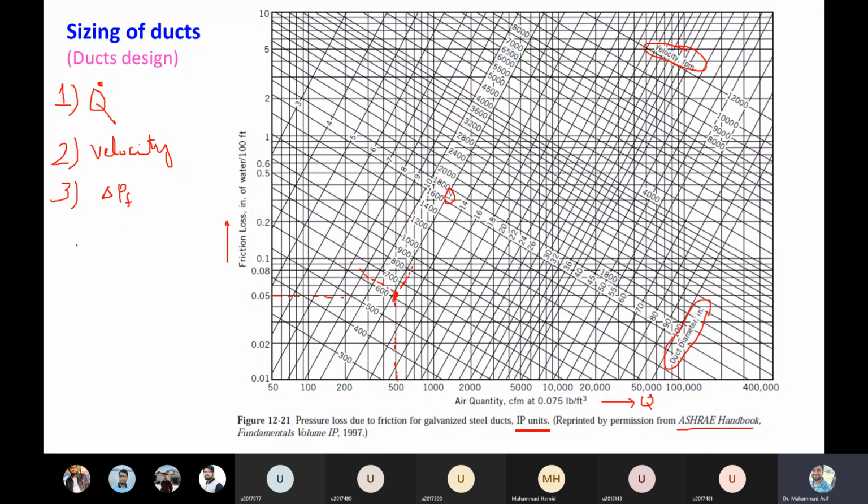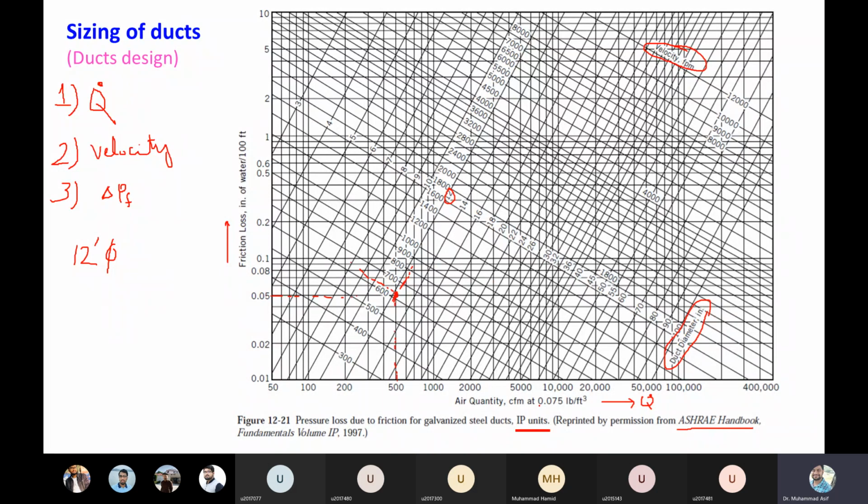So that's basically the design that you will use. If you know the airflow rate and the pressure loss, then you can figure out a point on that graph. You will see that the duct required is a 12-inch duct diameter. Similarly, you can also calculate the velocity of the air that can flow through that particular duct.